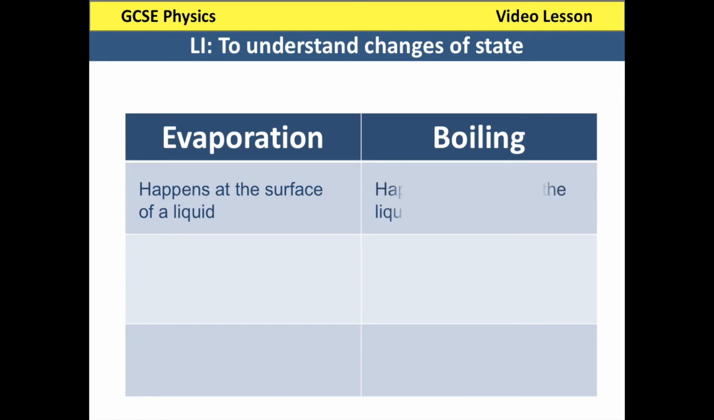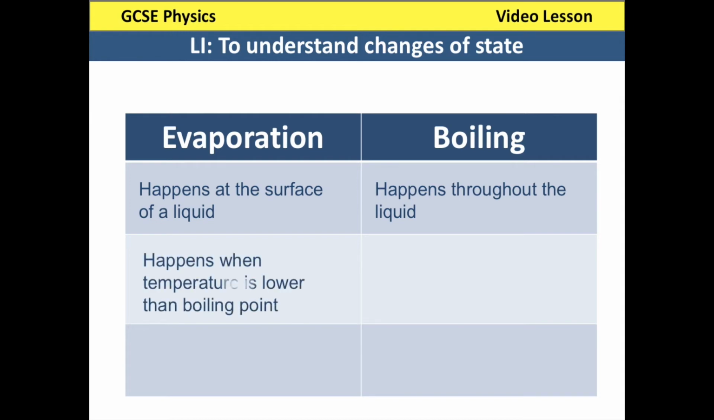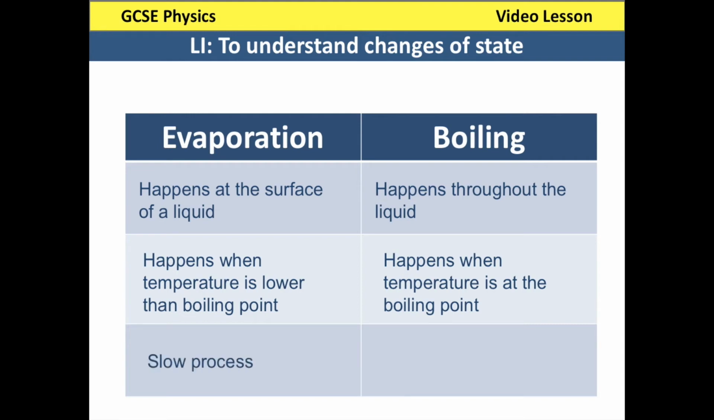However, in boiling, the particles can escape from throughout the liquid, and so we can say that boiling happens throughout the liquid. Evaporation happens at any temperature that is lower than the boiling point, whereas boiling only happens at a specific temperature known as the boiling point. Evaporation is a very slow process, whereas comparatively boiling is a very fast process.